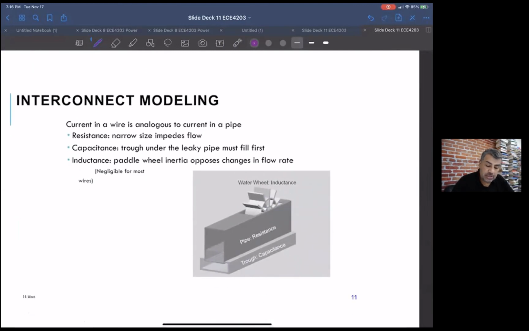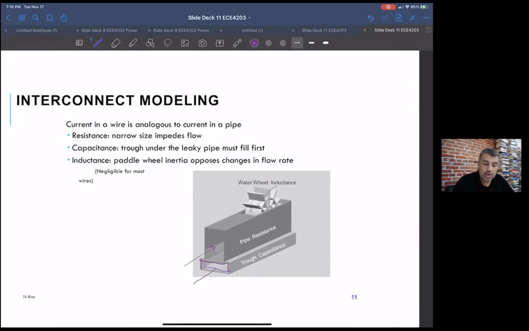Okay, I don't know if this is useful for you guys, but this is sort of how they're modeling the interconnections. Resistance is how narrow your pipe is. Capacitance is the trough that needs to get filled. And then inductance is this wheel that opposes the flow of the water.